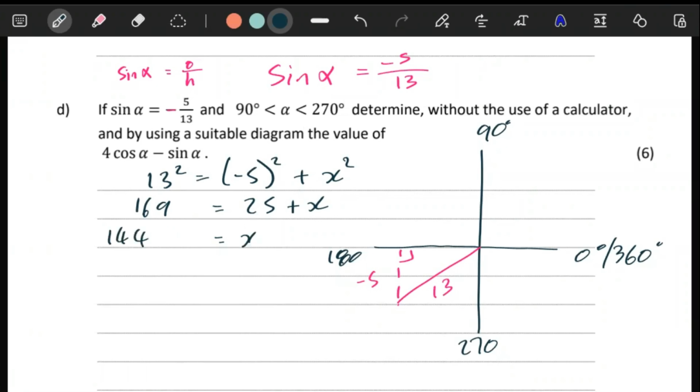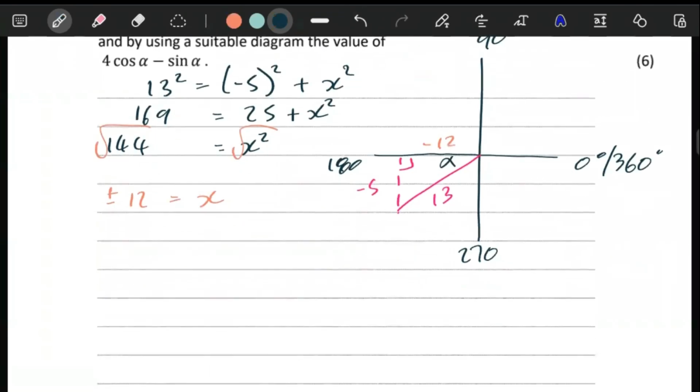144, and then there's x squared. So if you square root it, remember your answer is plus or minus, which is why here you have to choose -12, because it's on the negative side. And then here you put your alpha. That's how you draw your sketch first.